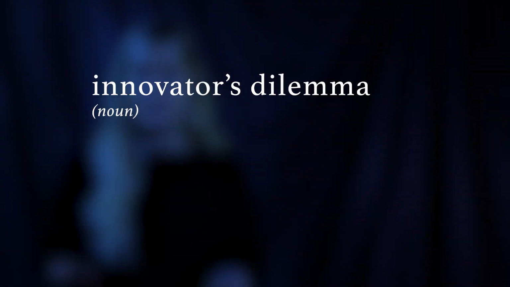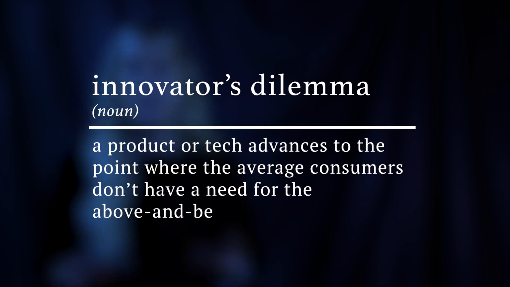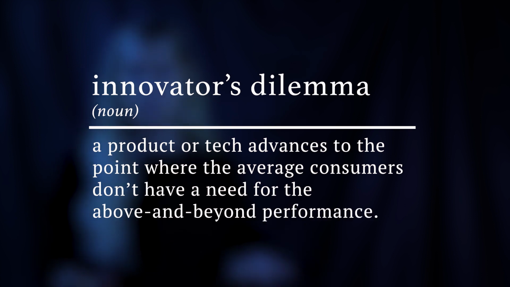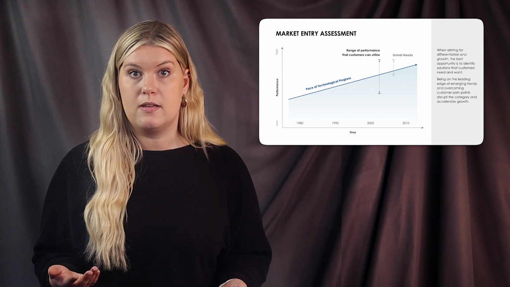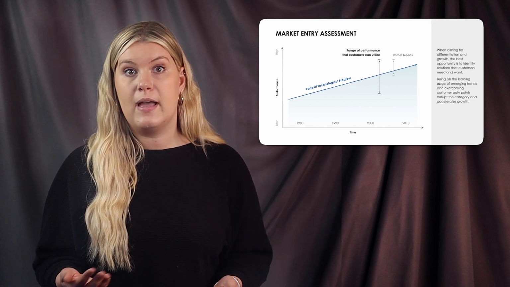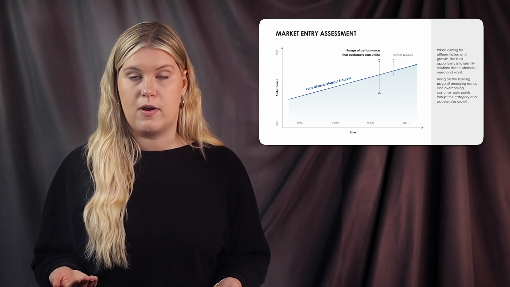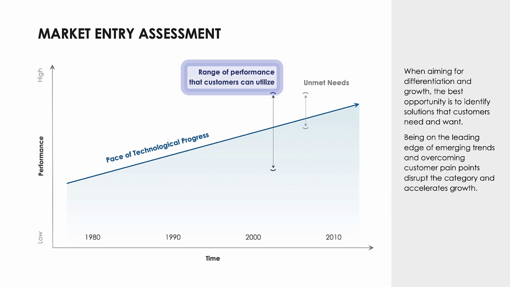This paradox is called the innovator's dilemma. A product or tech advances to the point where the average consumers don't have a need for the above and beyond performance. At this point, these customers aren't willing to pay a higher price for the better performance. In fact, they'd rather buy a less advanced tech for a lower price. There's a certain range of performance that customers can utilize, and past that point, both consumers and the business will start to see diminishing returns.